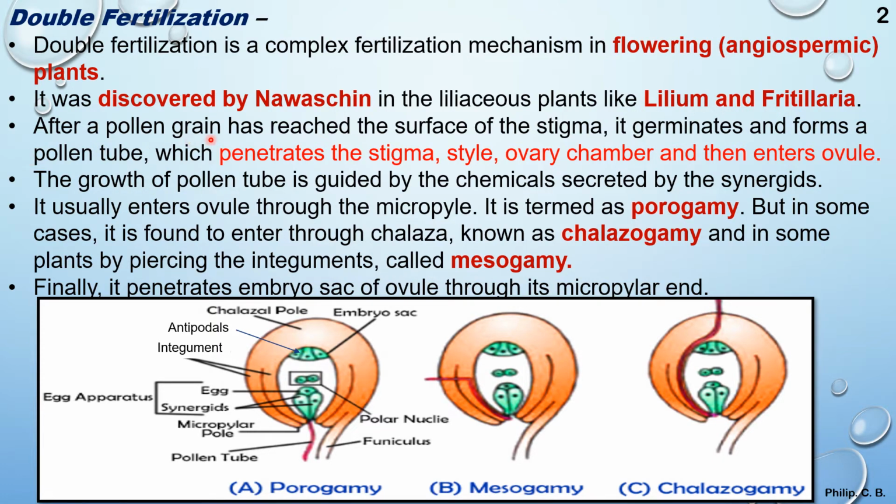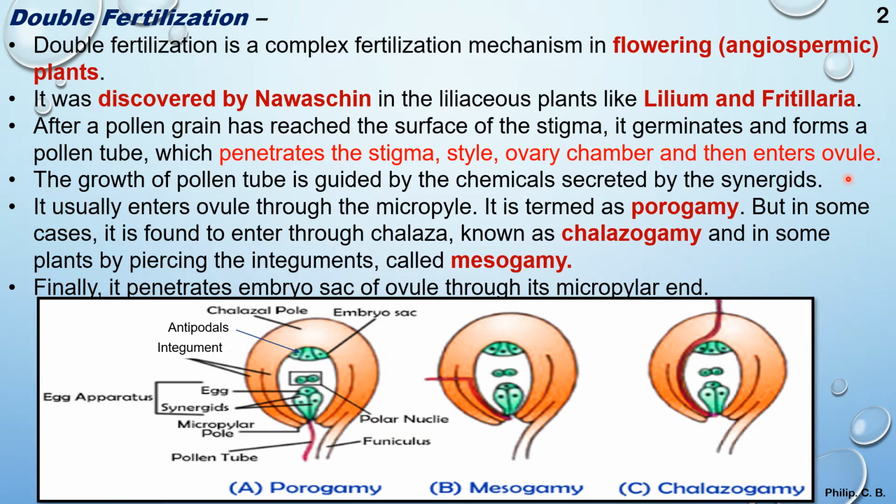After a pollen grain has reached the surface of the stigma, it germinates and forms a pollen tube which penetrates the stigma, style, ovary chamber and then enters the ovule, as we saw in the first animation slide, where the pollen tube passing through the style then reaching the ovary and entering into the ovule, then releasing the male gametes. The growth of the pollen tube is guided by chemicals secreted by the synergids.